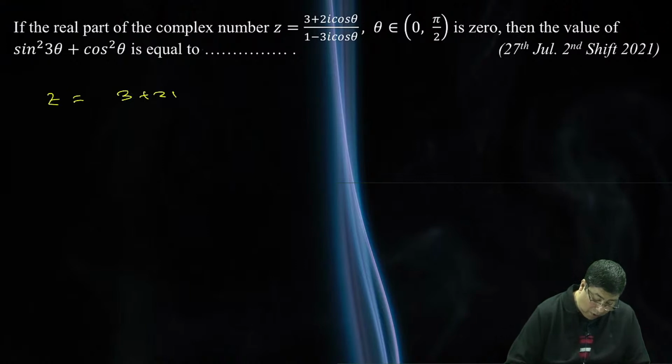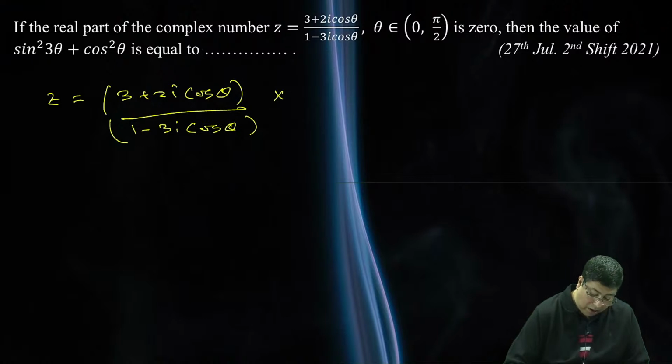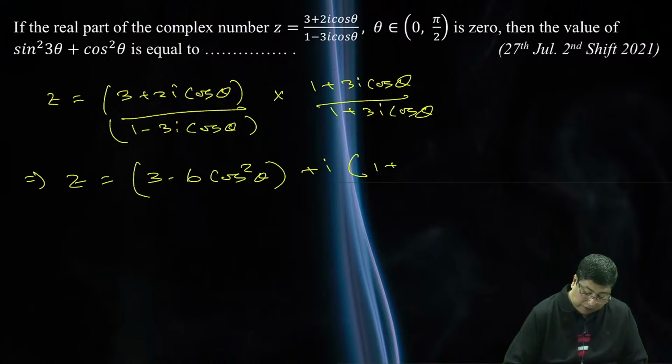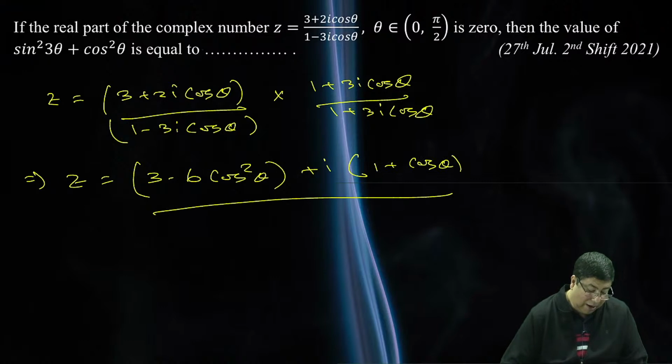So (3 + 2i cos θ) total divided by (1 - 3i cos θ) into (1 + 3i cos θ) by (1 + 3i cos θ). Let us rationalize the denominator. So we are getting here z equal to (3 - 6 cos²θ) plus i times (the imaginary part), over 1 + 9 cos²θ.